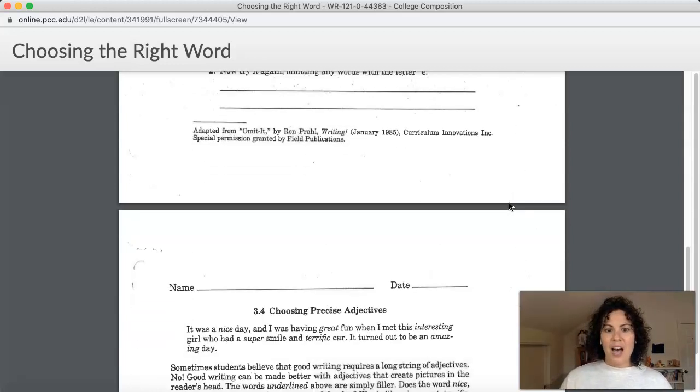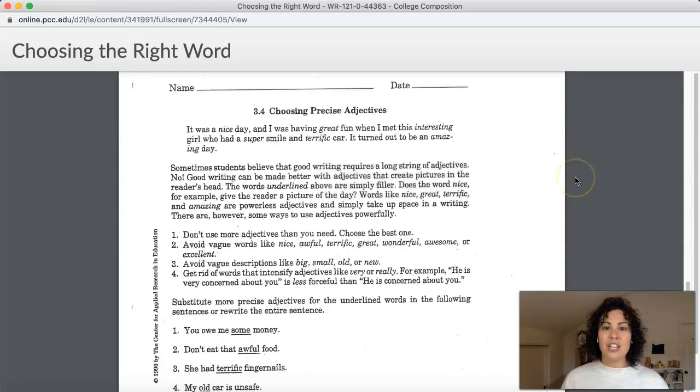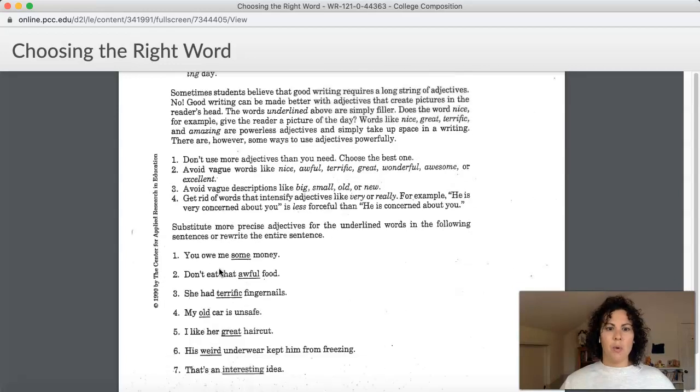The second page talks more about adjectives, and adjectives sometimes are filler words. And so we want to make sure that our writing is writing with strong words. So instead of just filling with words like interesting, super, or terrific, we just want to choose the best adjectives and avoid vague descriptions. We want to be really specific with our word choice.